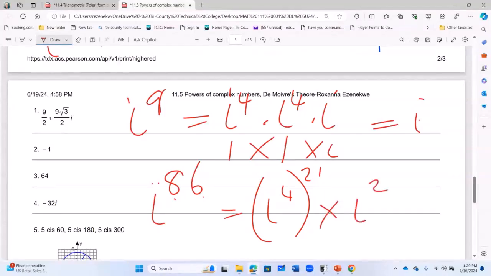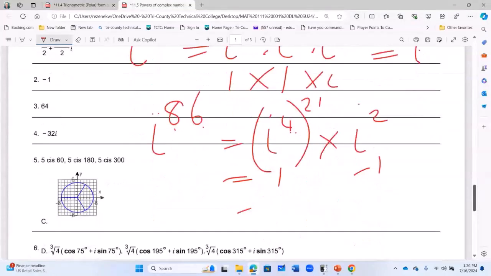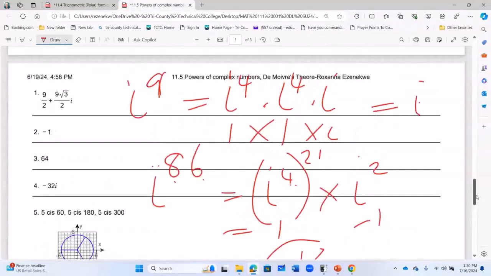21 times 4 is 84. Then plus 2. i to the power 2, I already know is negative 1. Any power of i that is a multiple of 4 is 1, so I won't worry about that. Therefore, i to the power 86 is the same thing as negative 1. That is, by the way, I just reviewed powers of i. I hope you remember that.